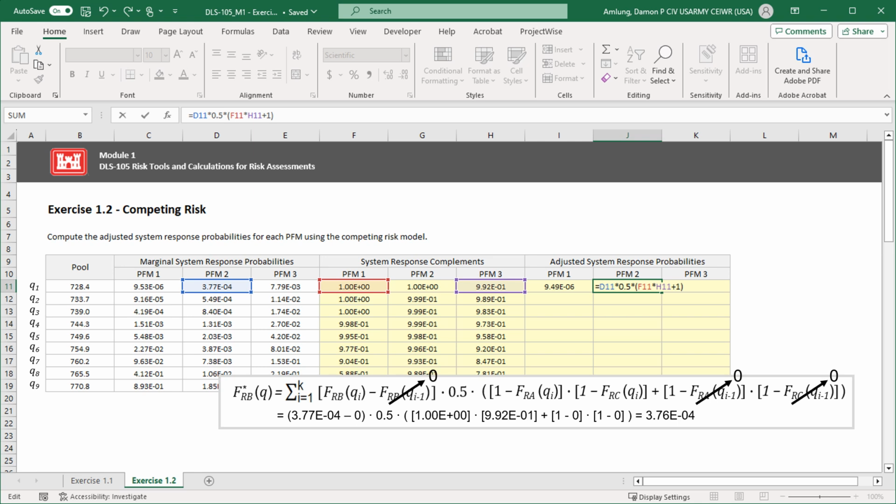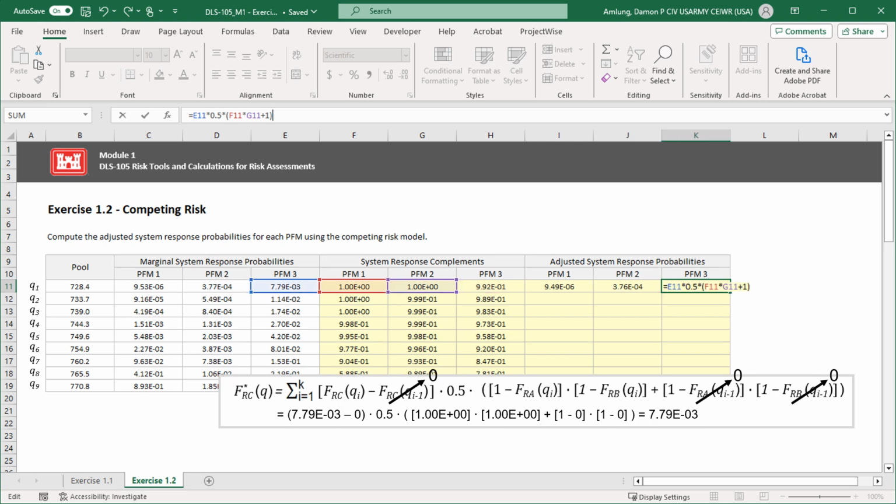The calculation for PFM2 and PFM3 will be similar. For PFM2, it is the PFM2 marginal system response times 0.5 times the quantity of the complement of PFM1 times the complement of PFM3 plus 1. And for PFM3, it is the PFM3 marginal system response times 0.5 times the quantity of the complement of PFM1 times the complement of PFM2 plus 1.